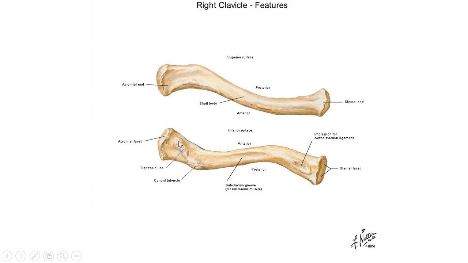And look at here, that is named the trapezoid line and conoid tubercle. Trapezoid line and conoid tubercle. And this is between the ribs and clavicle. So in this inferior surface here you can find this groove. When a person is alive, in this groove we have a muscle. The name of the muscle is subclavius. Subclavius is between the clavicle and the first rib.